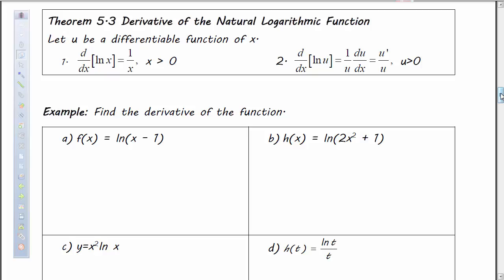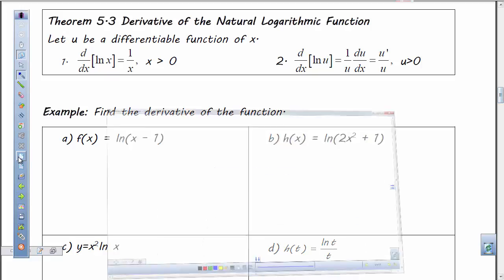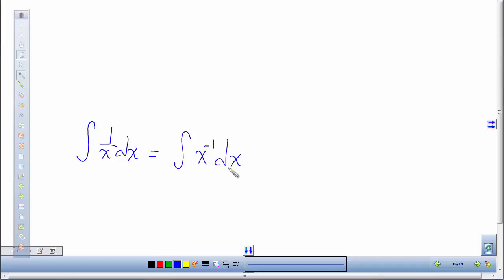Now notice, remember when we've been integrating, we've never integrated x to the negative 1. What happens if we tried to use our power rule on 1 over x dx or x to the negative 1 dx? What would happen if we tried to do that? We'd get 0 as our exponent and we'd end up having to divide by 0. That doesn't work, right?